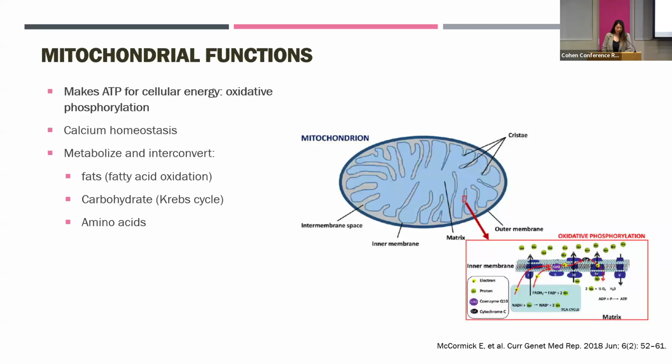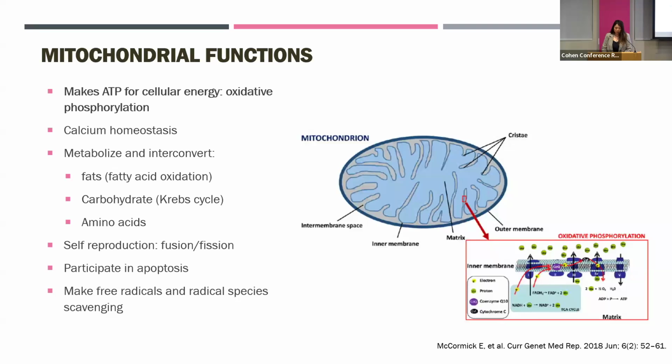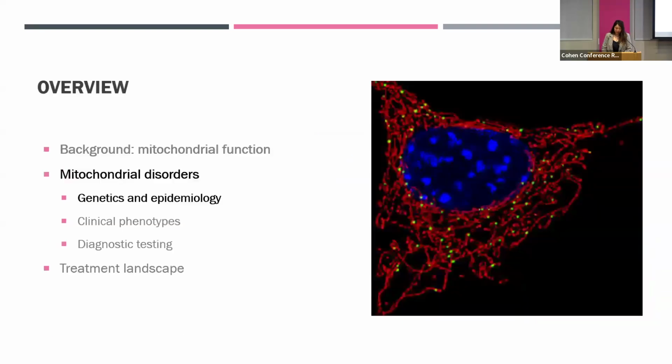So it's quite important. And any of these parts that break down will cause a problem with how your body functions. It also participates in self-reproduction and fusion and fission. It's important in aging and apoptosis and cellular stress signals. And they make free radicals and radical species in scavenging, which you'll probably hear in the news or in the context of chronic disease. And then, of course, it also participates in humoral immunity. All right. Okay. So that's it for the basic science.